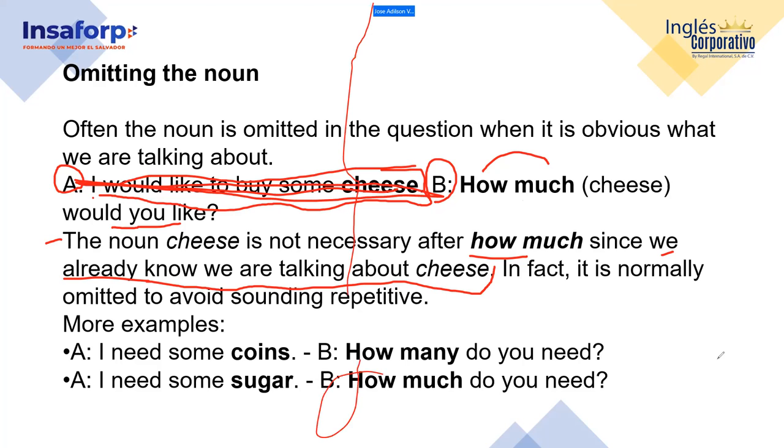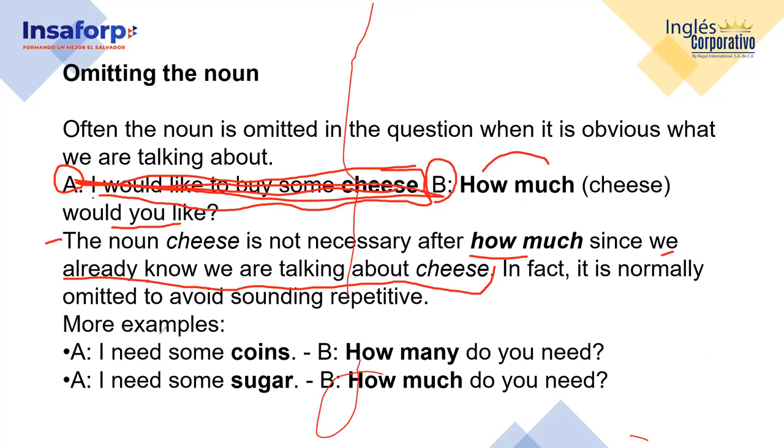Do you understand what we are talking about? How much, no. What? We don't know, right? Because I don't have previous information. So in that question, I have to say, how much cheese would you like? Cheese or any other uncountable noun. I need to include it. No puede quedar así if I don't have previous information.